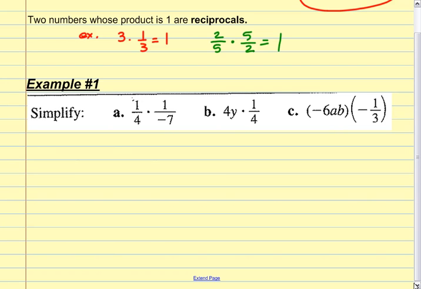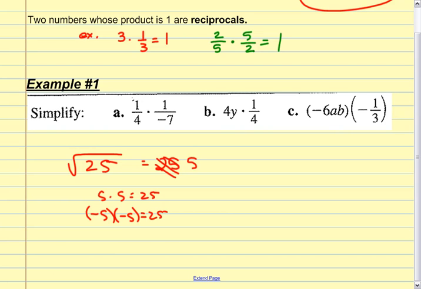Parker, what does this sign mean? It means square root. What's the square root of 25? 5. It's 5, right? Oh, look, I made a mistake. Now, do you agree that 5 times 5 is equal to 25? Do you also agree that negative 5 times negative 5 is equal to 25?